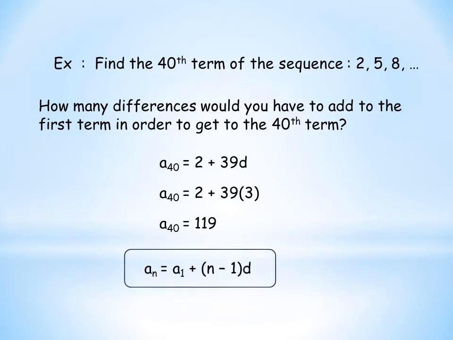My 40th term would be 119. So there's actually a formula that you can use, and that would be A_n, or any term, equals the first term plus the number of terms minus 1 times the common difference.